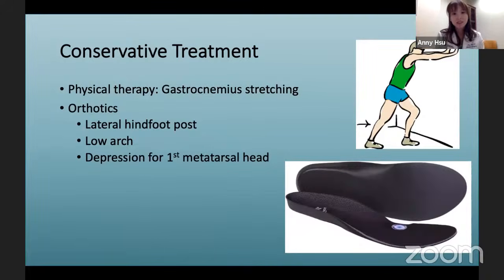So with all good orthopedic treatments, as a surgeon, we don't jump right to surgery. We try conservative treatment first with gastroc stretching. And for flexible deformities, sometimes they respond quite well to orthotics that are especially designed to address the deformity. Specifically, your orthotic needs to have a lateral hindfoot post and a very low arch that helps counter the hindfoot varus deformity. And the first metatarsal head usually is shallowed out, so there's a depression to allow for the plantarflexed first ray.